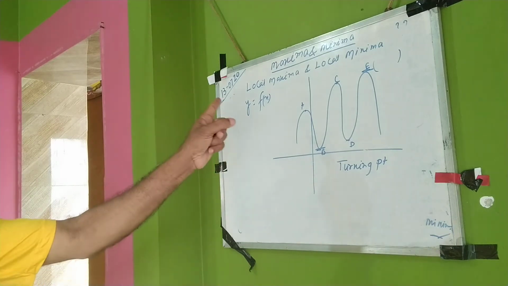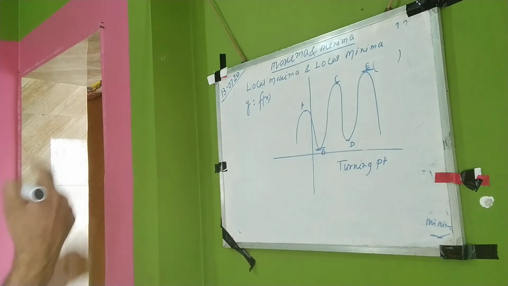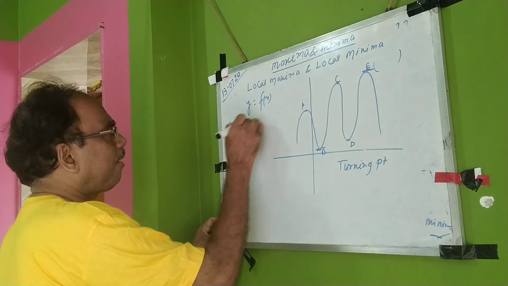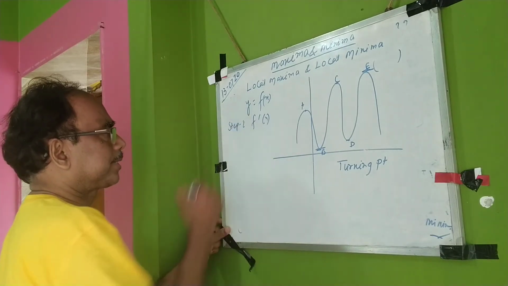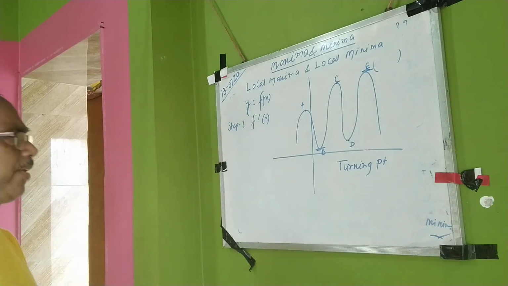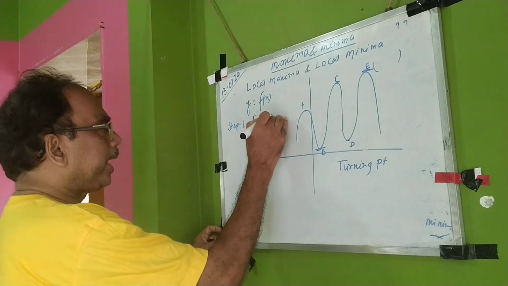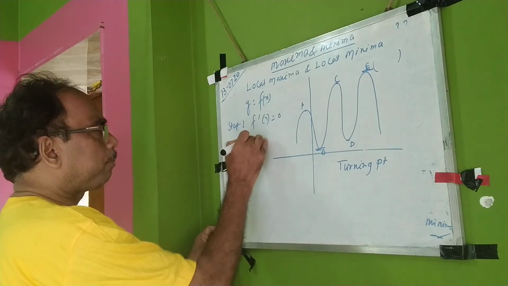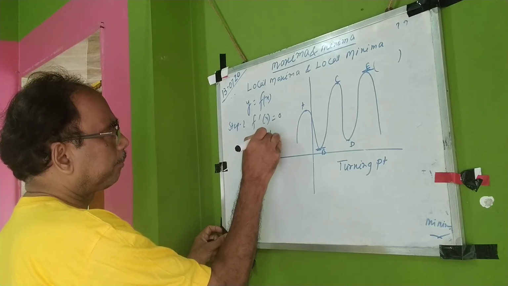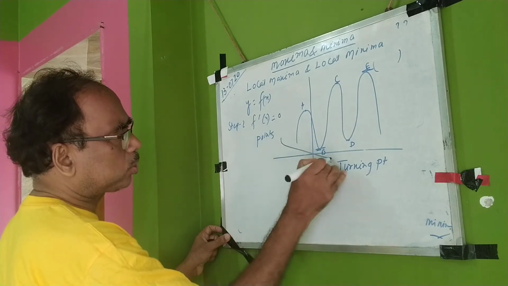How do we get local maximum and local minimum? I am telling a few steps. Step 1: first, you have to find f dash x, the derivative of f(x). Putting f dash x equal to 0, you will get points. That point is called the turning point.